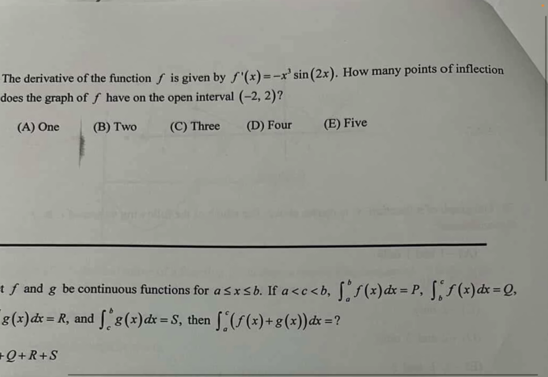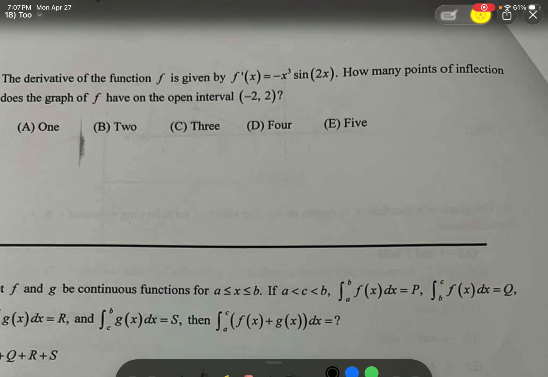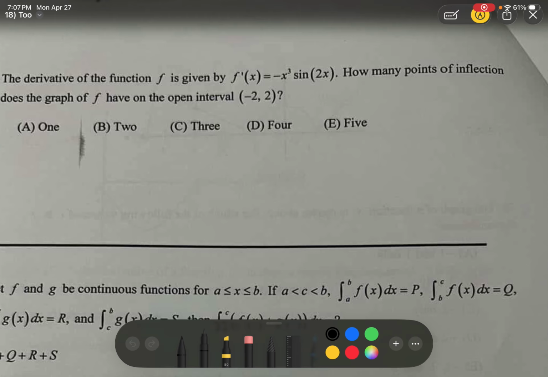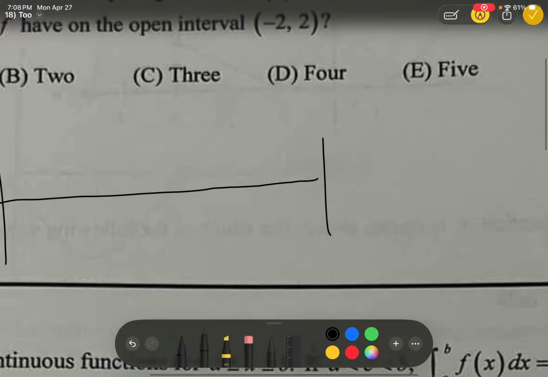The derivative of the function f is given by f prime of x. How many points of inflection does the graph of f have on the open interval negative 2 to 2? So what we need to look for is a sign change when we're given the graph of f prime of x. So I'm going to graph negative x cubed times sine of 2x, from negative 2 to 2. So my graph looks something like this.